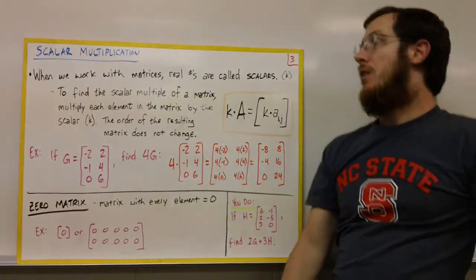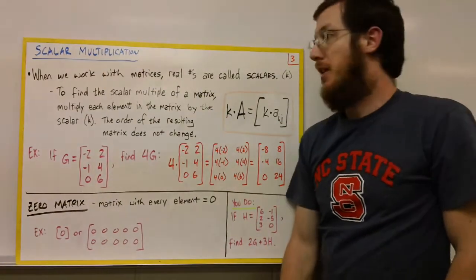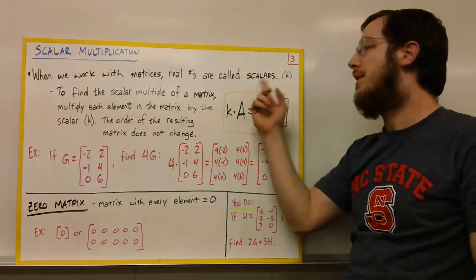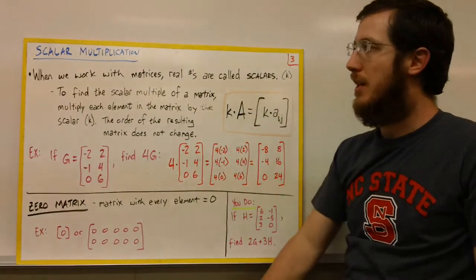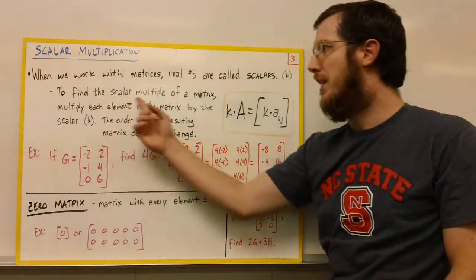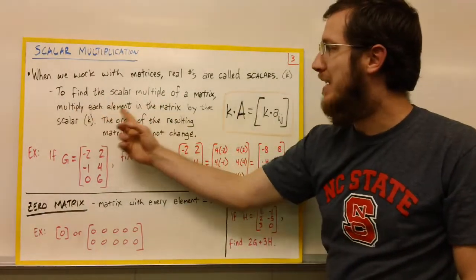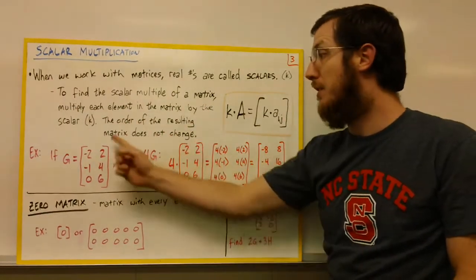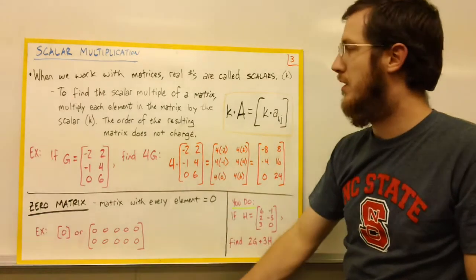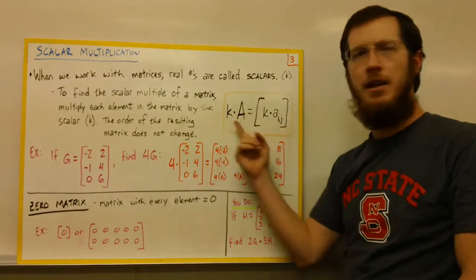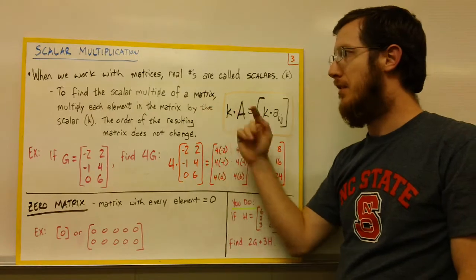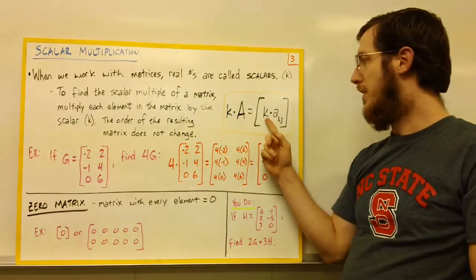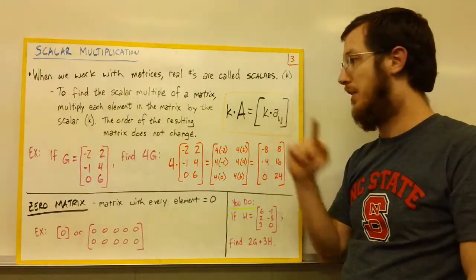The next operation we can do with matrices is called scalar multiplication. When we work with matrices, real numbers are called scalars, and we use a lowercase k to represent a scalar. To find the scalar multiple of a matrix, multiply each element in the matrix by the scalar number. The order of the resulting matrix does not change, just like with addition or subtraction. Here's the same explanation symbolically: scalar times matrix. We take the scalar and multiply it by each element.